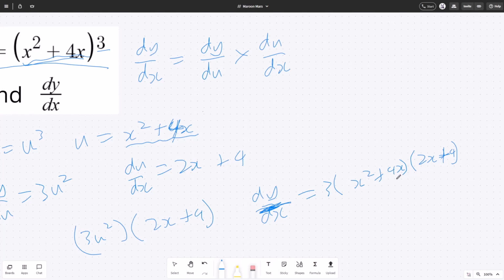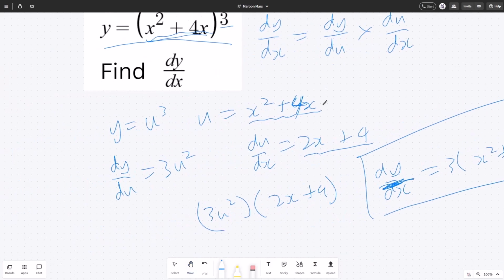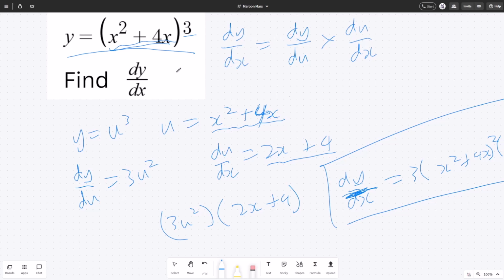3 times x squared plus 4x times 2x plus 4. And we have to include the square here, right? Because it's 3u squared. So 3, and then u is equal to x squared plus 4x. So 3 times x squared plus 4x on the inside, squared, and then multiplied by 2x plus 4. So we multiply by du dx, which is 2x plus 4, and that is our derivative. Now we did all this, we separated the inner polynomial into u, and we did this separately.